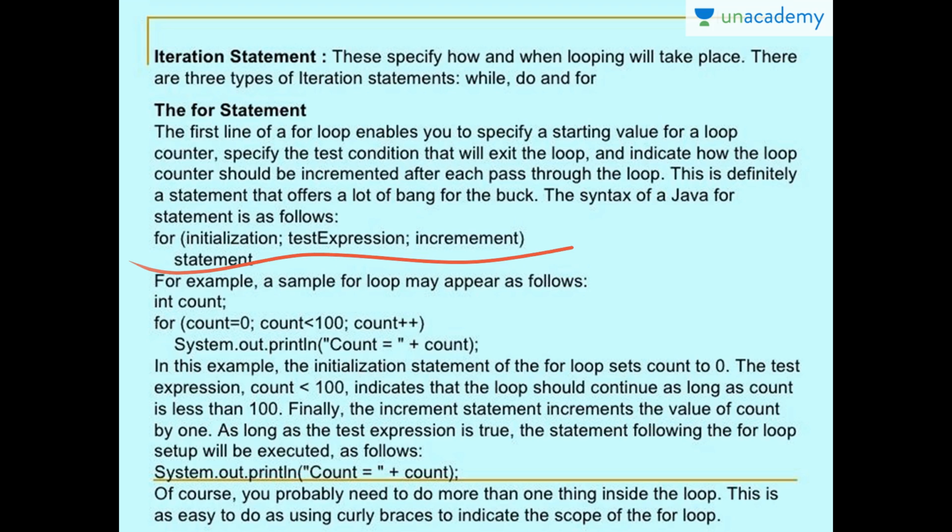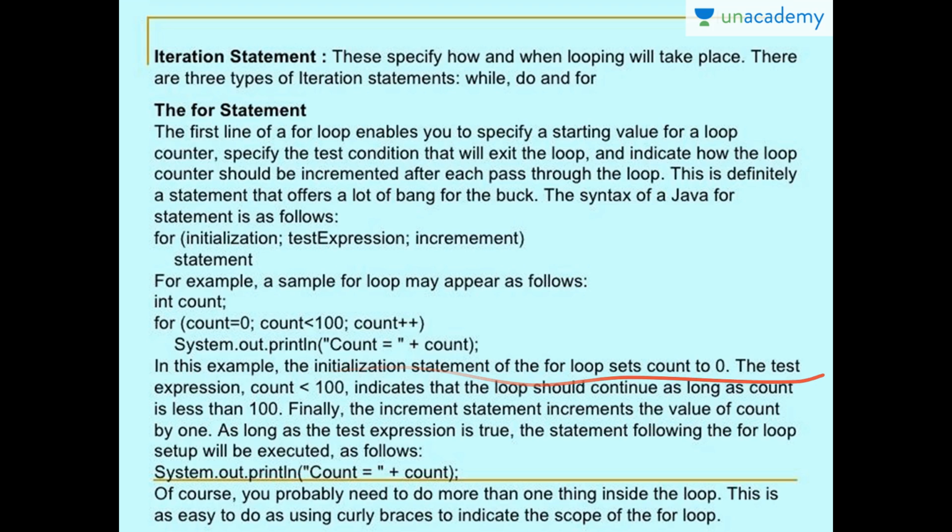For example, for (count = 0; count < 100; count++) System.out.println("count is equals to " + count). Okay, so in this example, the initialization value of the for loop statement count is 0.